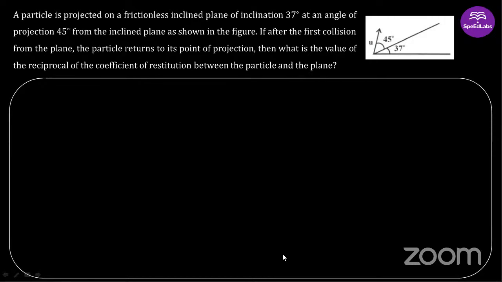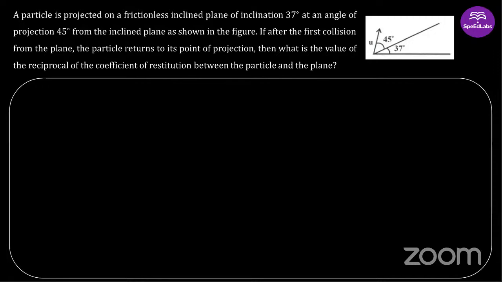A particle is projected on a frictionless inclined plane of inclination 37 degrees at an angle of projection 45 degrees from the inclined plane, as shown in the figure. If after the first collision with the plane, the particle returns to its point of projection, then what is the value of the reciprocal of the coefficient of restitution between the particle and the plane?